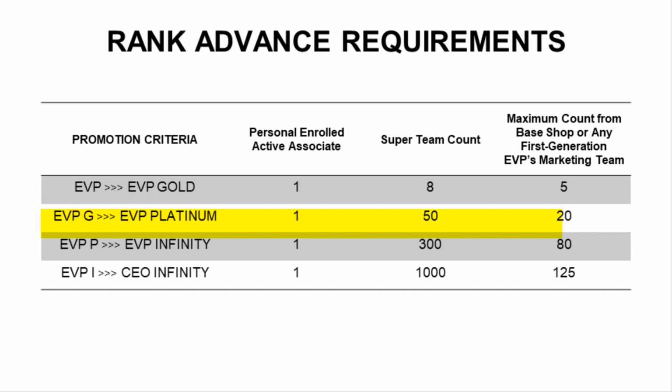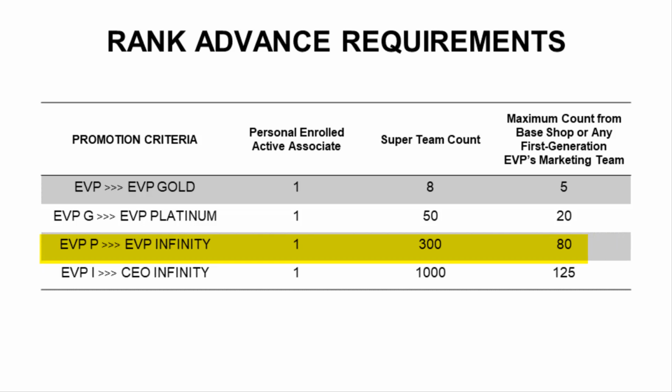Executive Vice President Platinum to Executive Vice President Infinity. To rank advance to Executive Vice President Infinity, you must have at least one personally sponsored associate and a total of 300 active associates in your super team. You can count no more than 80 from your base shop or any first generation executive vice president's leg towards the 300 needed to advance.